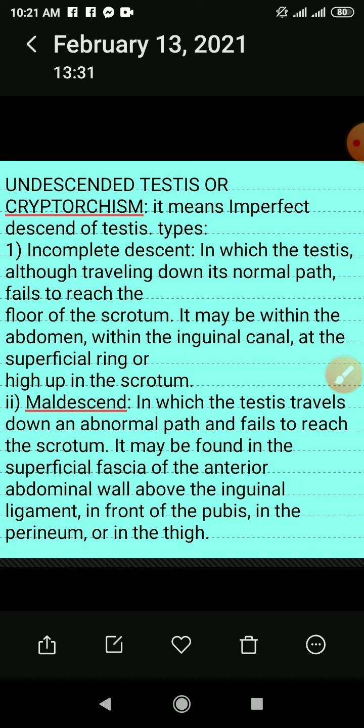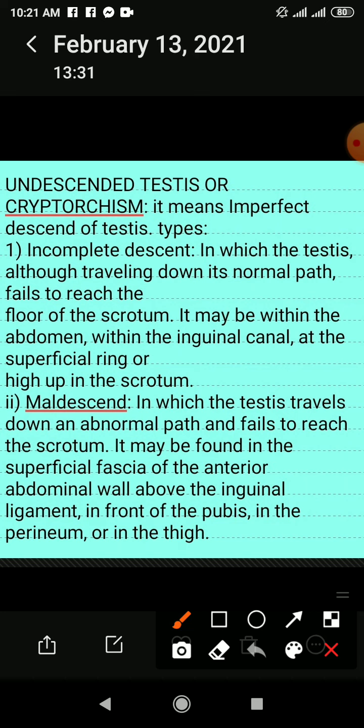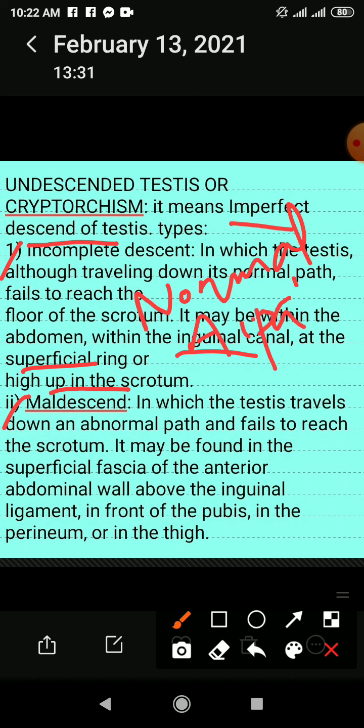Now we will learn about the clinical condition, that is cryptorchism. What is cryptorchism? It means the imperfect descent of the testis. The testis is not descended completely. It can be divided into incomplete descent and mal-descent. Incomplete descent means the testis is traveling through the normal pathway, but it is arrested somewhere. It may be arrested within the inguinal canal, or in the superficial inguinal ring, or in the deep inguinal ring, or high up in the scrotum. That means they are in the normal anatomical pathway, but they didn't complete the full pathway. They are arrested somewhere. So this is known as incomplete descent.